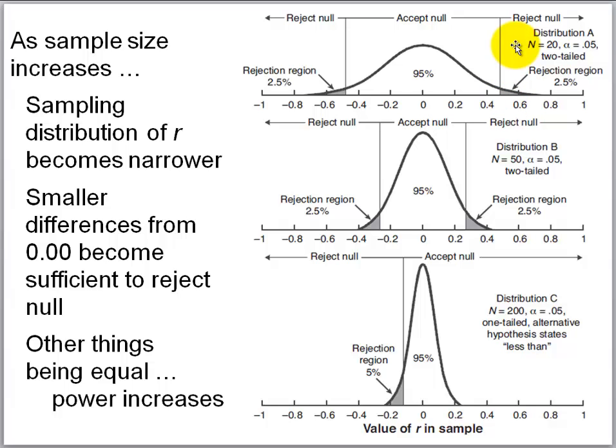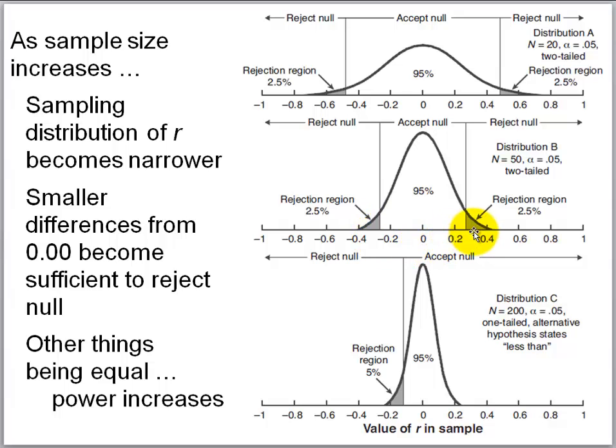Now if we up the sample size to 50 and we continue with a two-tailed test, then you can see that the rejection regions are coming closer to 0. So smaller absolute values of r will now reject the null. It looks to me like the value that will reject the null now is about 0.27.